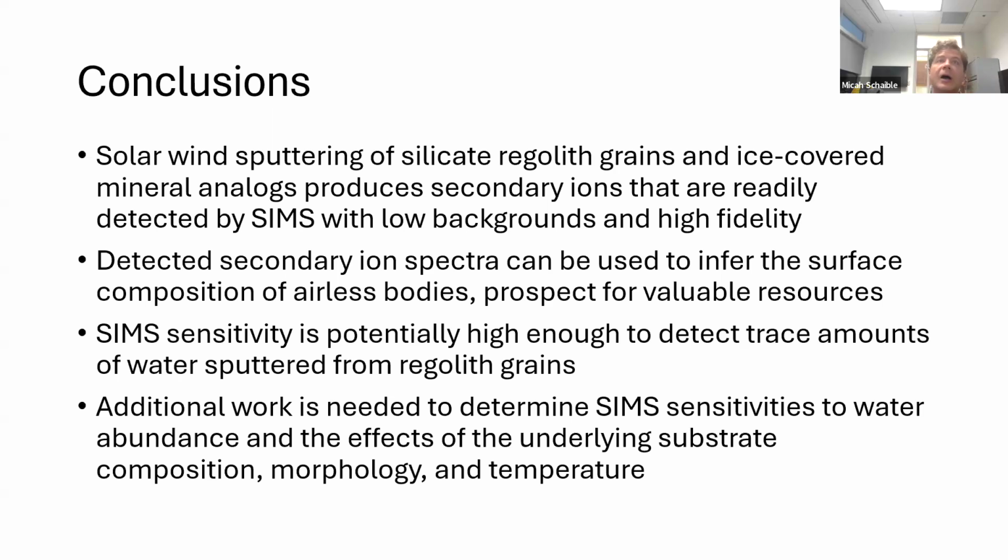So in conclusion, the solar wind sputtering of silicate regolith grains and ice-colored analogs produces secondary ions that are readily detected by a SIMS instrument. And you can do this with very low backgrounds of contaminant species and high fidelity, meaning that you can get high throughput and very high fidelity measurements of these sputtered secondaries.